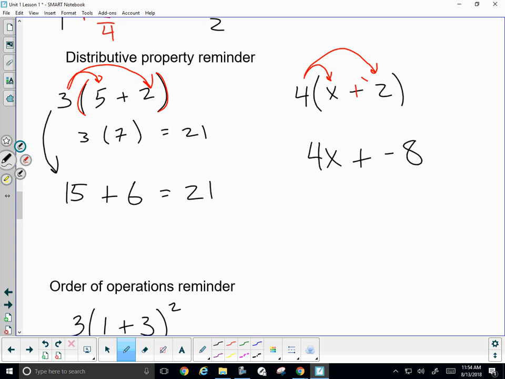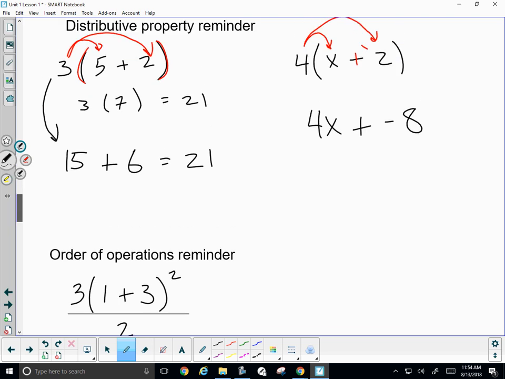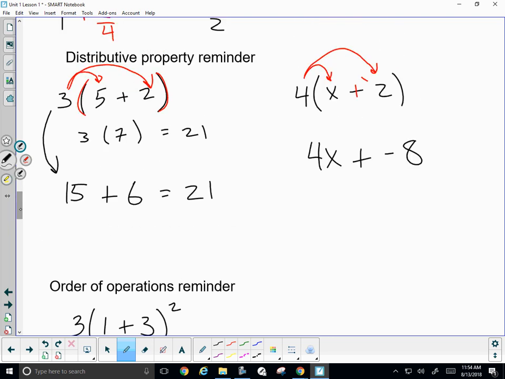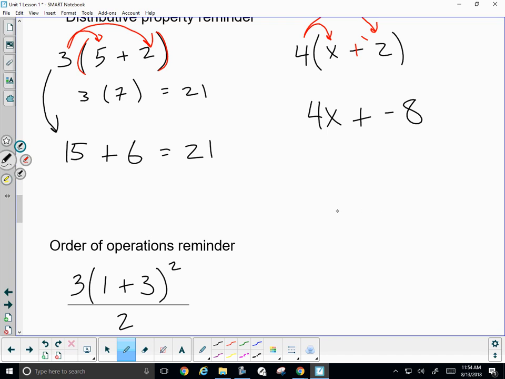Now, something we didn't go over, a helpful reminder maybe next to the order of operations. Just remember, a positive times a positive is a positive. A positive times a negative is a negative. The same as a negative times a positive. That's also a negative. And a negative times a negative is a positive.